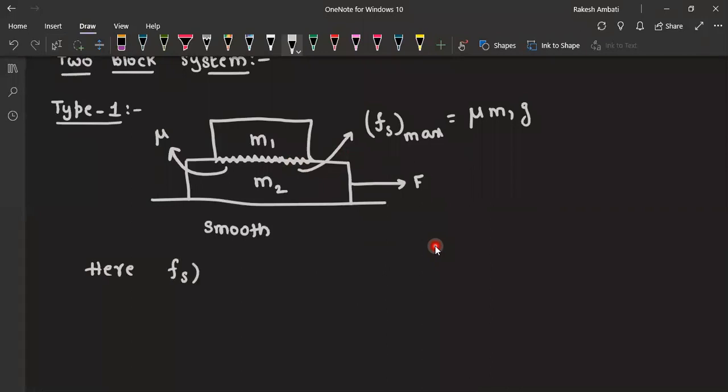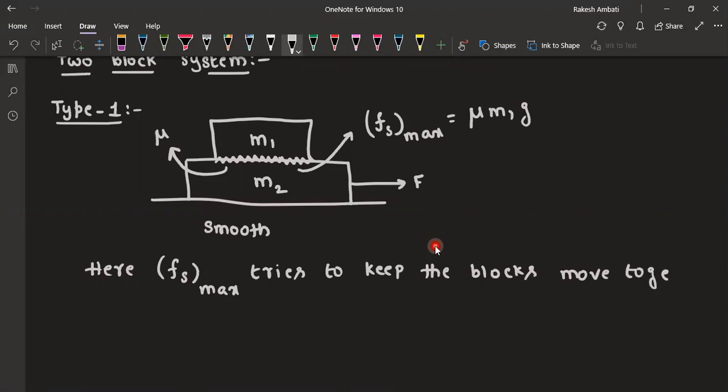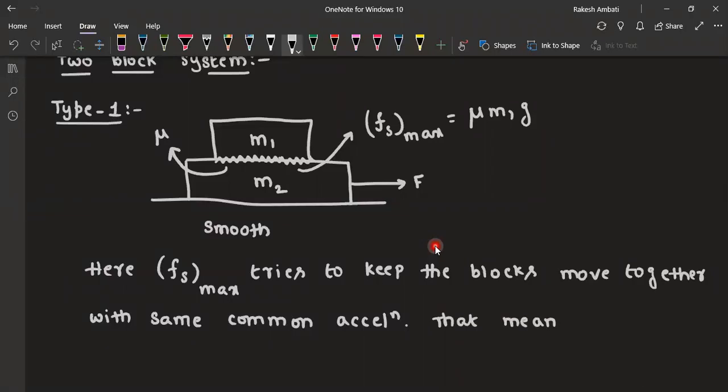First point here: Fs maximum tries to keep the blocks move together with the same common acceleration.